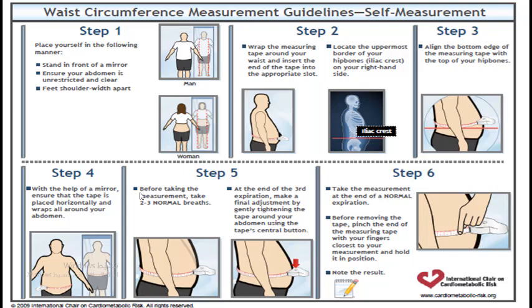At the end of the third expiration, make a final adjustment by gently tightening the tape around your abdomen using the tape central button. Step 6. Take the measurement at the end of a normal expiration. Before removing the tape, pinch the end of the measuring tape with your fingers closest to your measurement and hold it in position. Note the result.